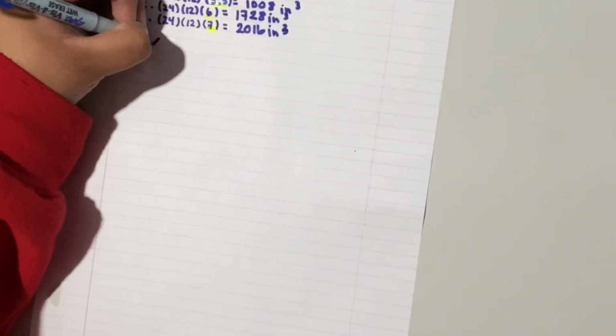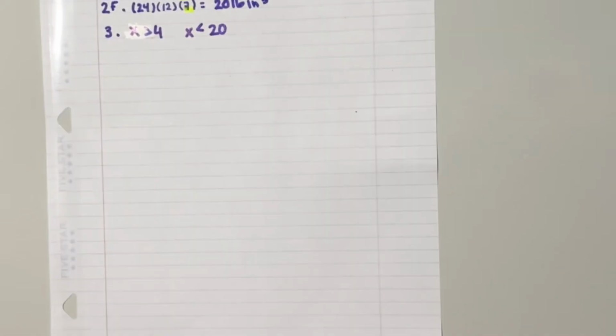Okay, so for part 3, it says, based on your volume calculations for the different values of x in problem 2, if you were trying to maximize the volume of the box, between what two values of x do you think the maximum will be? Okay, so our x value is greater than 4 because it is our current height, and less than 20 because once it is equal to or greater than 20, you can no longer fold the box in real life.